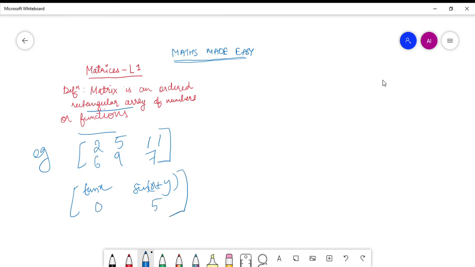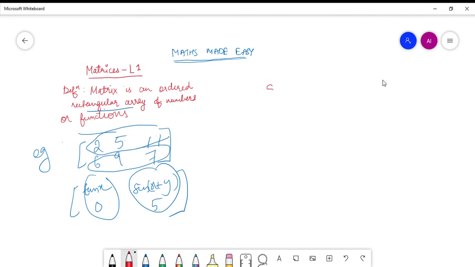Okay, so the numbers or the functions you are writing here are nothing but called entries of the matrix. So each of the 2, 5 and 11, these are the entries or elements of this matrix. Okay, so next thing, let's see what are the rows and what are columns in a matrix.